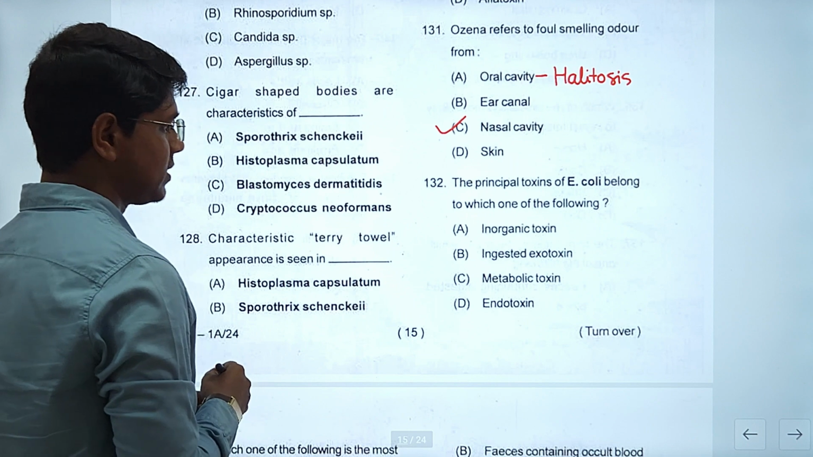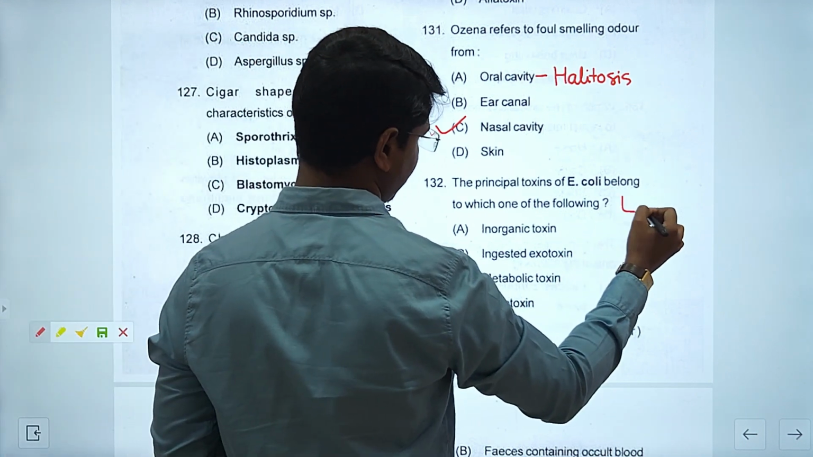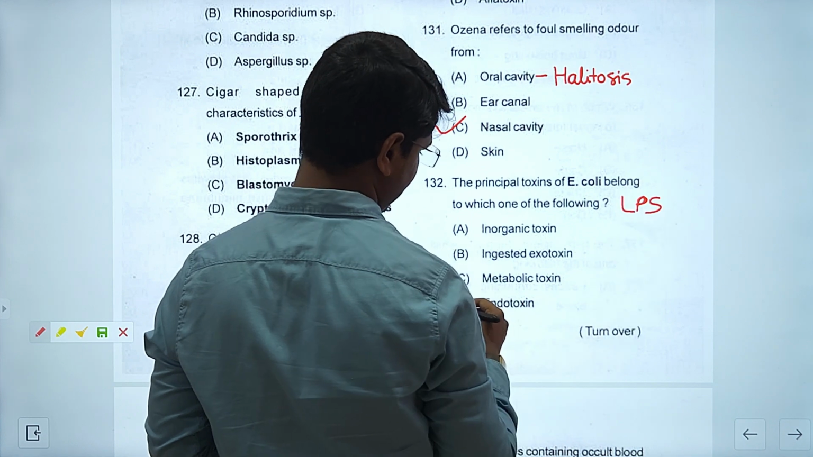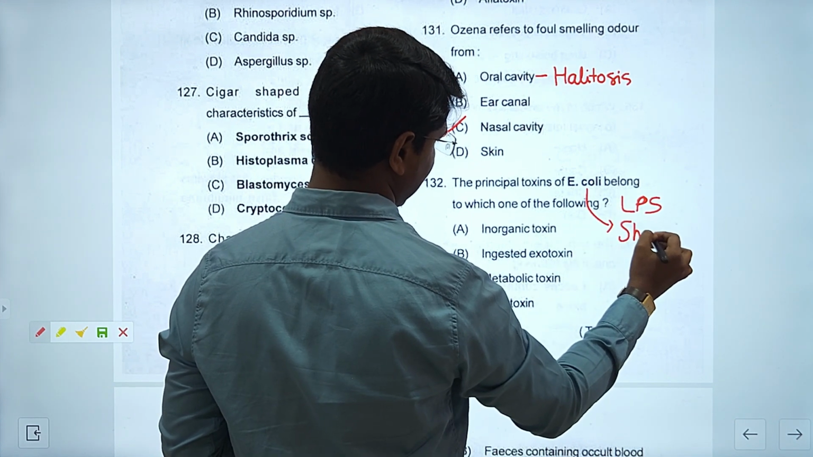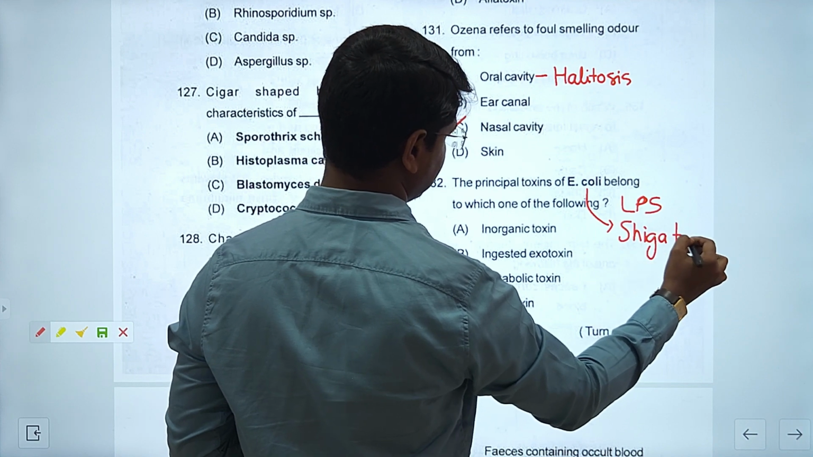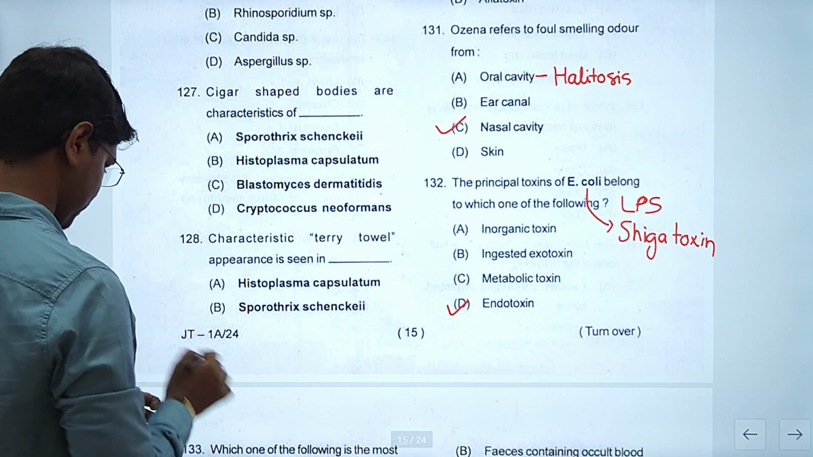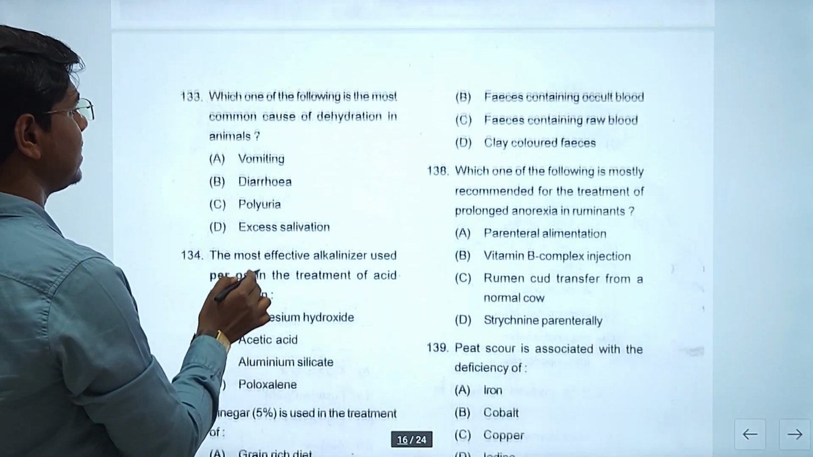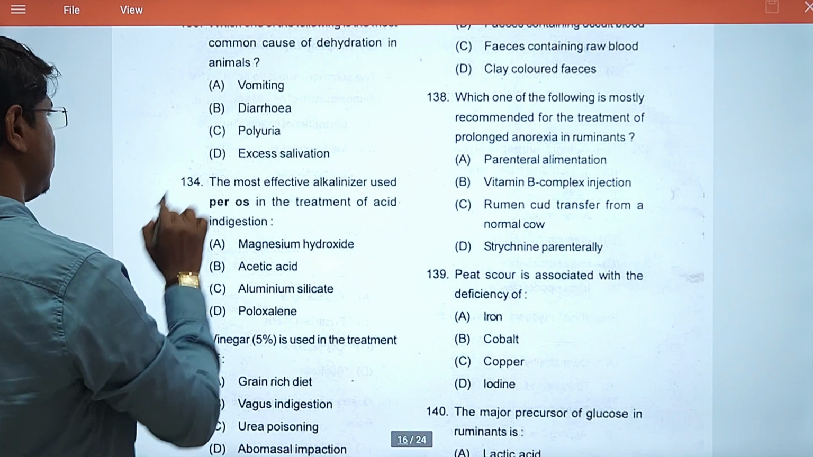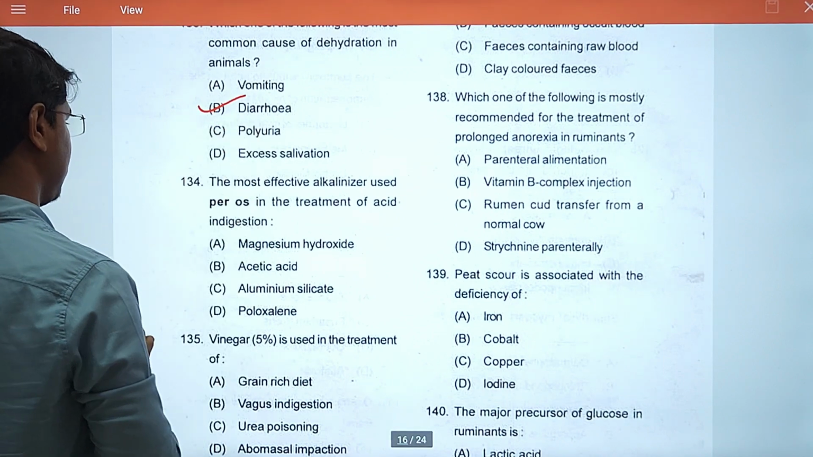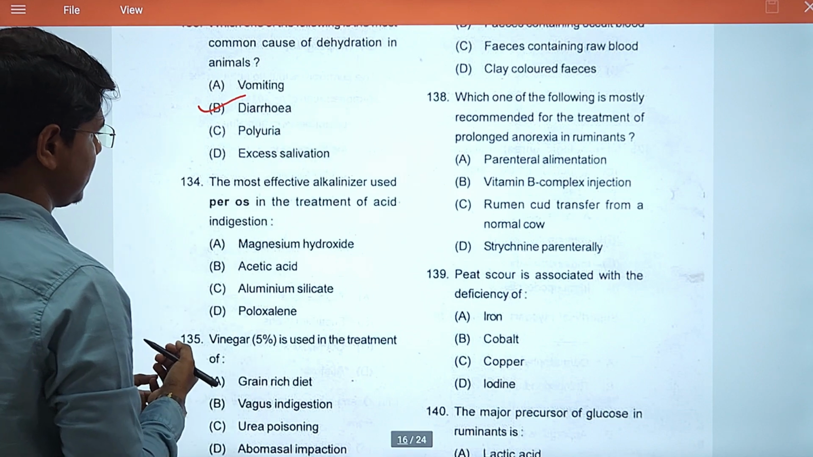The principal toxin of E. coli is LPS, that is lipopolysaccharide, which is basically endotoxin. This E. coli also produces Shiga toxin, which is an exotoxin. Okay, Shiga toxin, which is exotoxin. Which one of the following is the most common cause of dehydration in animals? Among all four options, diarrhea is the most common one, compared to other options like vomiting, polyuria, and excess salivation.